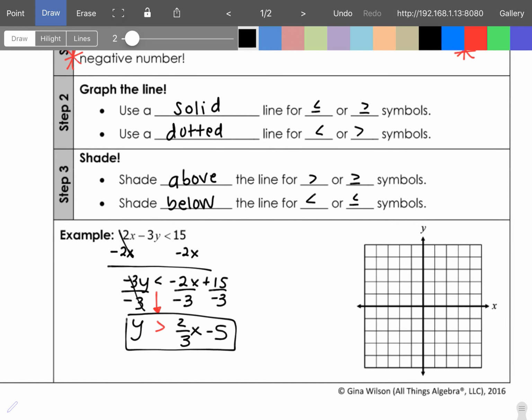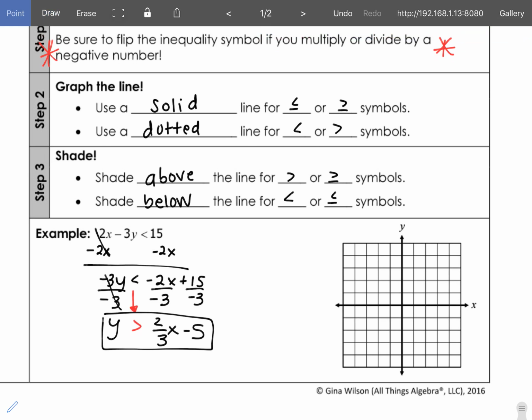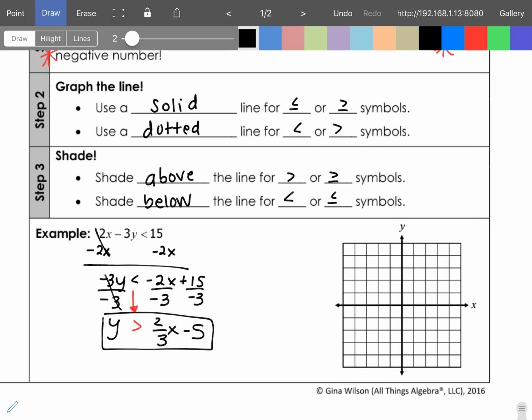Now we're going to look at step 2. It says use a, so which one are we looking at? This sign, let's look here. It's one of these two symbols, right? It's a greater than symbol, so we're going to use a dotted line. So I'm going to write that. I'm going to say, because of this, I know it's dotted, and which way are we going to shade?